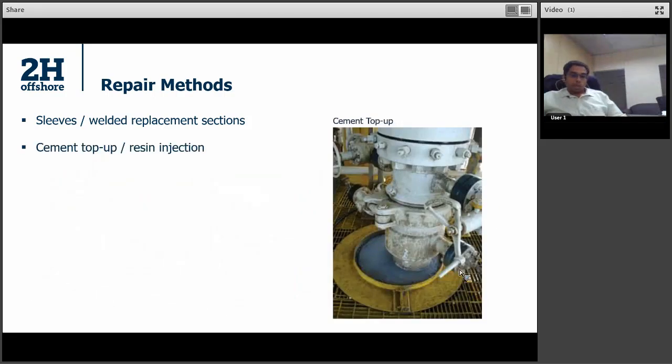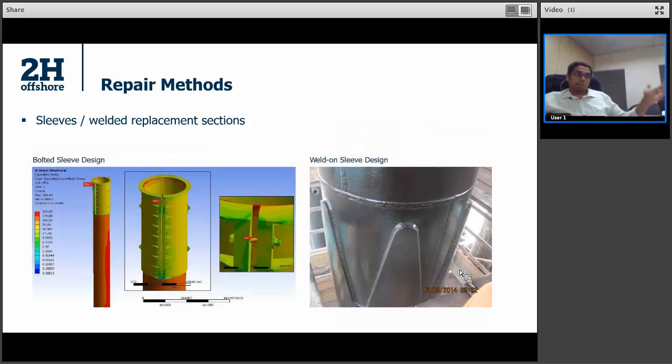The second method is also related to cement shortfall, in the sense that it helps in reducing the preload that is being applied onto the conductor system. At the same time, it provides adequate centralization of the surface casing within this conductor system and improves the buckling and fatigue behavior of that particular conductor system. Whereas the earlier one that I had shown, which is based on the sleeve method, is targeted for those that require strength as a concern.